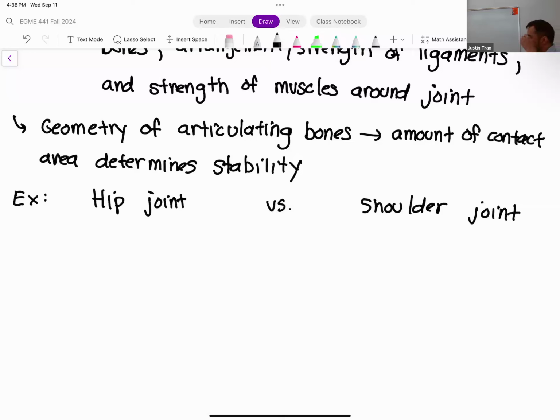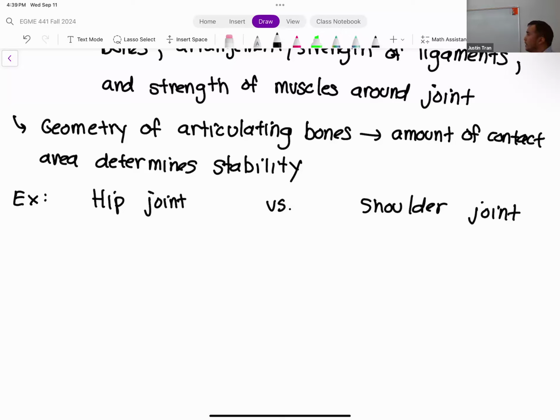Both of these joints play similar roles in the body. They're responsible for connecting your limb to your torso, basically. Your hip joint is the connection between your legs and your pelvis, and your shoulder joint is the connection between your arm and your upper torso. They're both ball and socket joints, so they both have a large degree of range of motion.